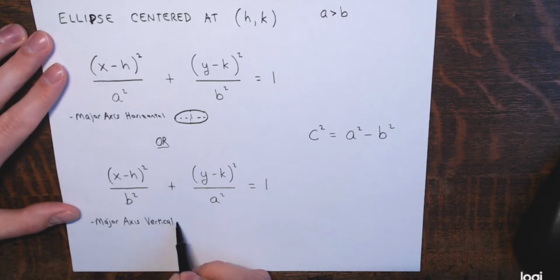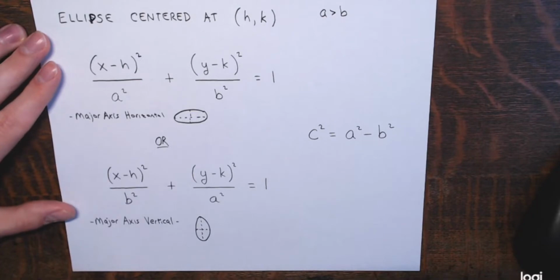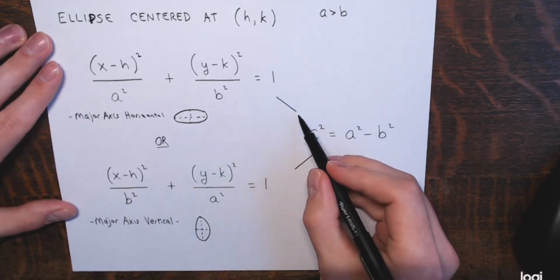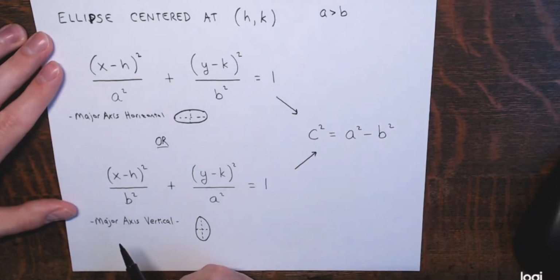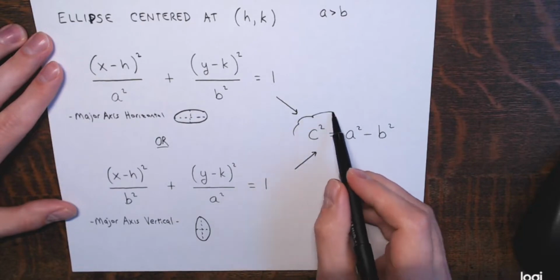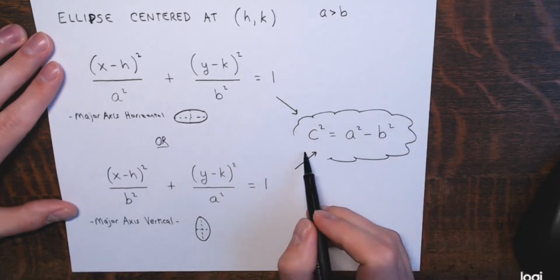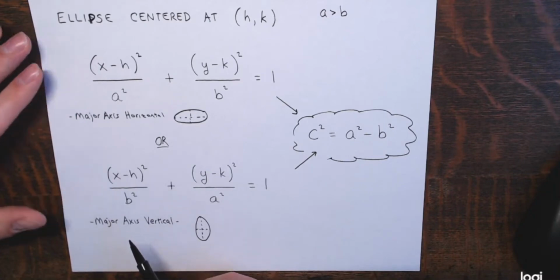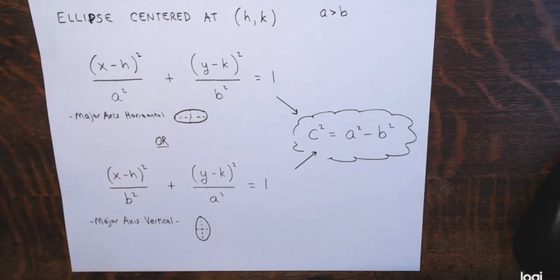Right, so in that case, you're going to have an ellipse that's longer vertically than it is horizontally. It's taller than it is wide. And again, in either case, we can find c, that distance from the center to the foci, using this formula here. This relationship between c, a, and b: c squared equals a squared minus b squared. So not much changing from section 12.1 part 1.